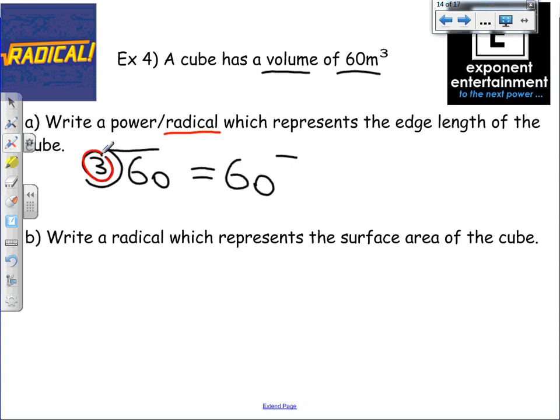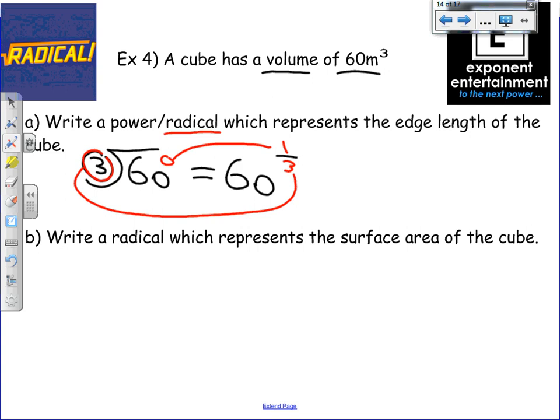What's the exponent on 60? Right here. Exactly, it goes there. If there's no exponent, the exponent's 1. That's going the opposite way. Any questions about that? Pretty simple. It's just going backwards.